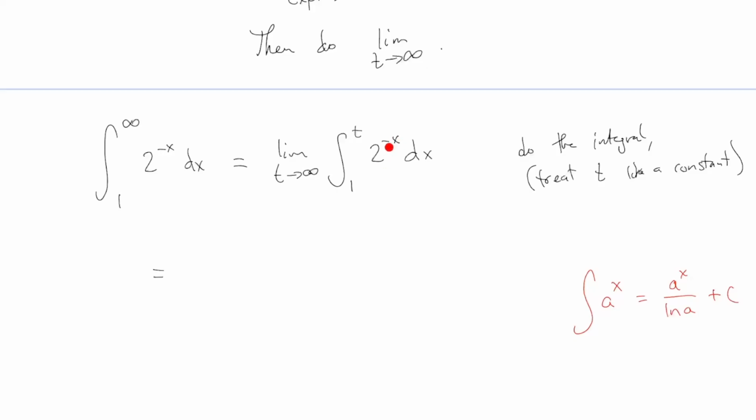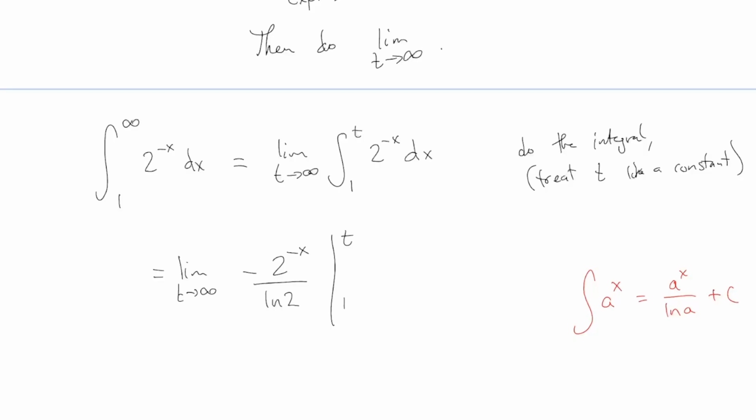Now, we do have a minus x up top. The effect of that is it's going to make the whole answer negative. If you like, you could do a tiny u substitution, u equals negative x, and the effect of that would be to put a minus sign in front of everything. So what we end up with here is the limit as t goes to infinity, and then the integral of 2 to the minus x becomes minus 2 to the minus x over ln 2. And then we're going to plug in the two values, and they are 1 and t.